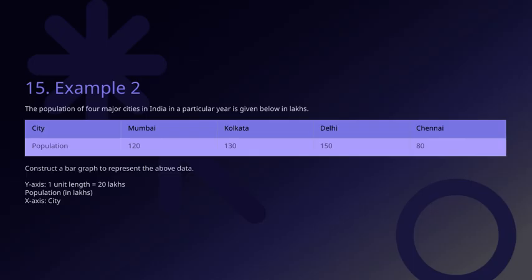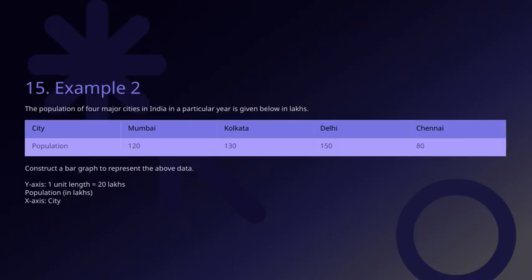The x-axis will list the cities: Mumbai, Kolkata, Delhi, and Chennai, so viewers can quickly see which city has the largest or smallest population. By constructing this bar graph, we transform raw data into a visual form that highlights differences and helps us analyze urban population distribution more effectively. Connecting this to our overall theme, visual tools like bar graphs are essential in presenting demographic data clearly and convincingly.